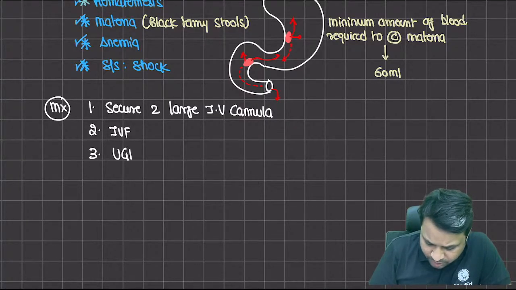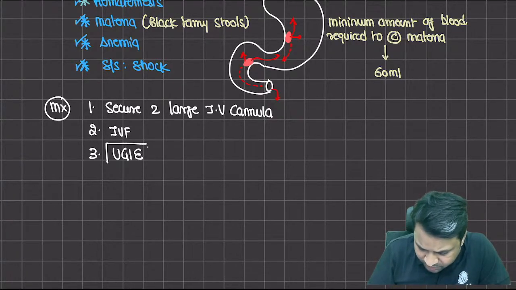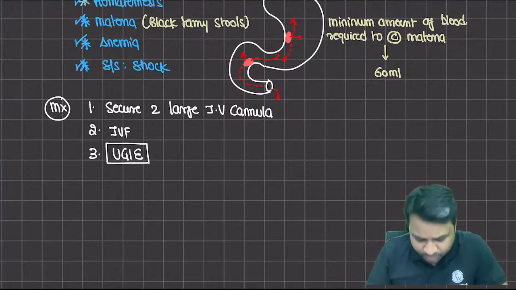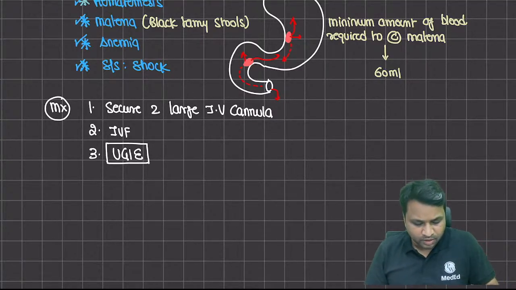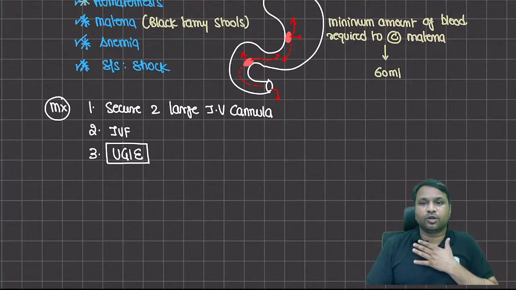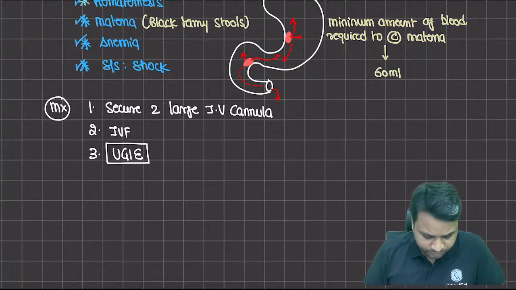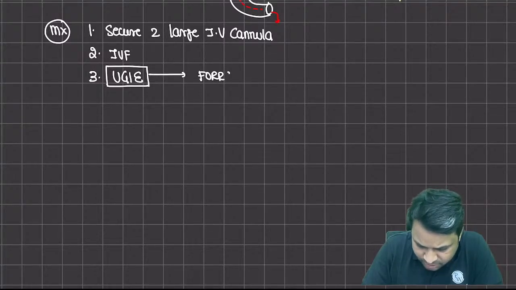So I will do an upper GI endoscopy. Based upon the upper GI endoscopy, we have a classification for an upper GI bleed. Can anybody tell me what is the classification that we follow? Quick feedback. So based upon the upper GI bleed, what is the classification that you have? We have the Forest classification.